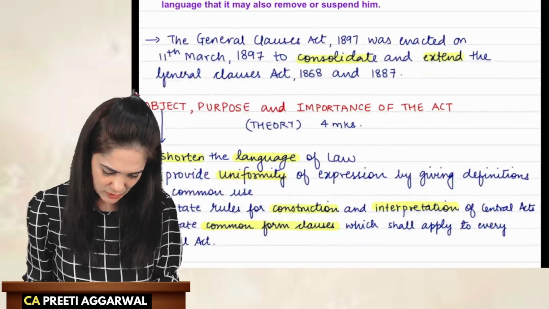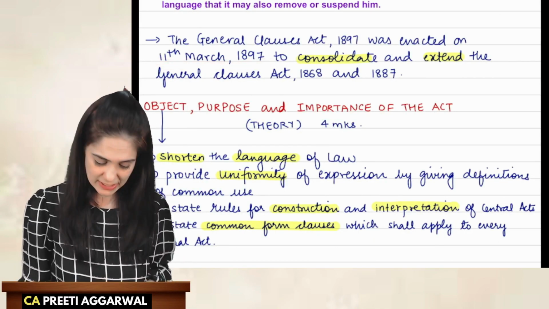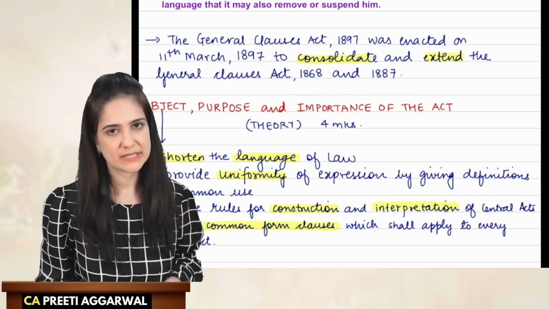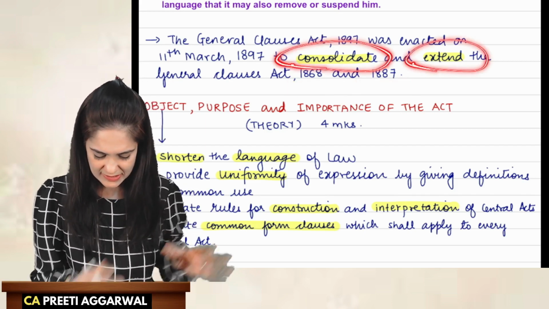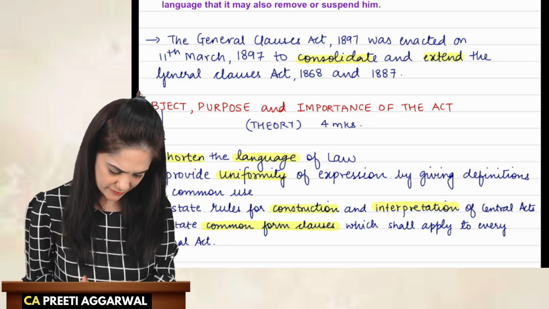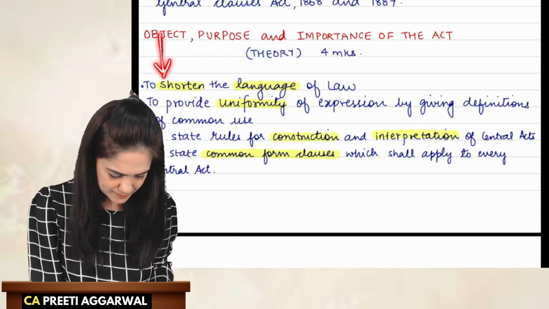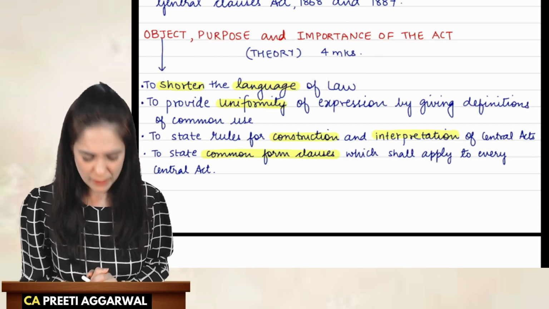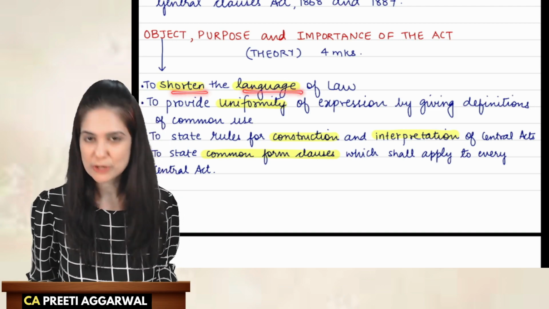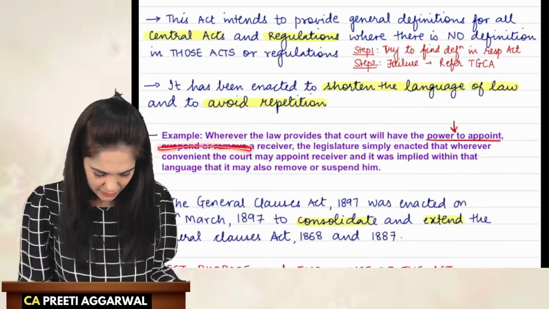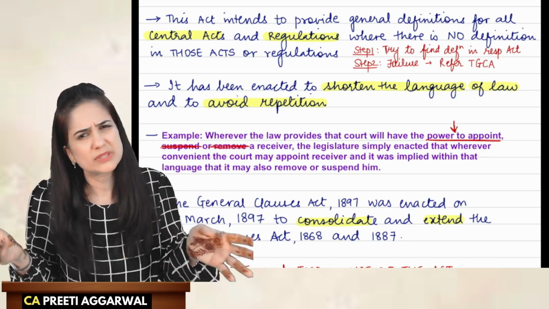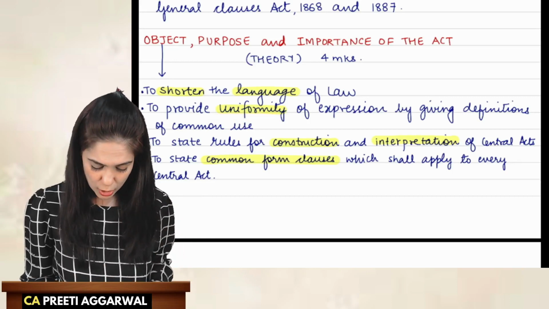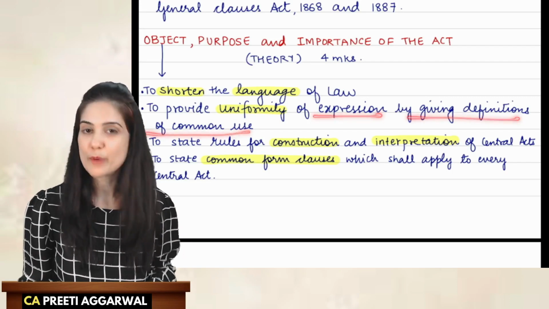The General Clauses Act was enacted on 11th March 1897 to consolidate and to extend the General Clauses Act of 1868 and 1887. So we are going to consolidate these and extend. So that is the purpose of the 1897 Act. What is the object, the purpose and importance of the act can be asked as a theory question for 4 marks. Object: to shorten the language of law. Just discussed. Instead of writing appoint, suspend, remove, simply write appoint. It is understood. It provides uniformity of expression by giving the definition of common use.